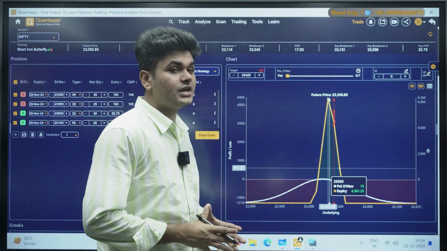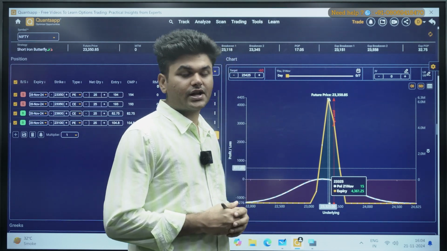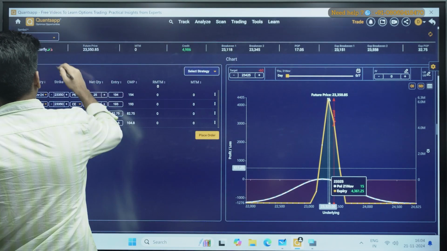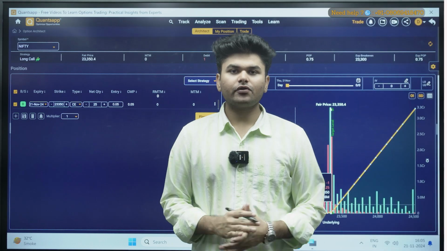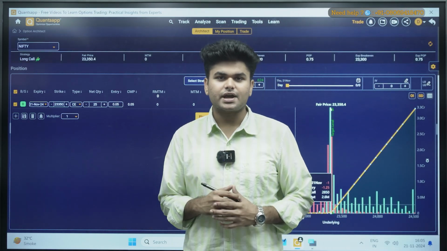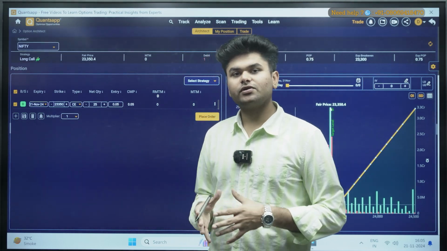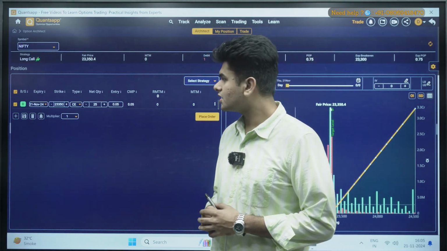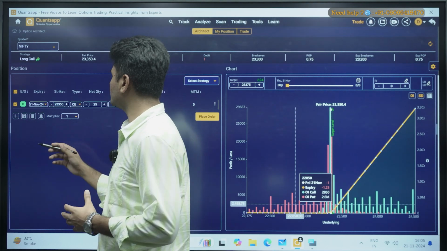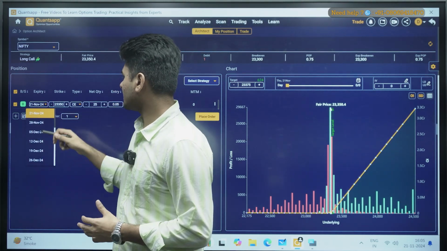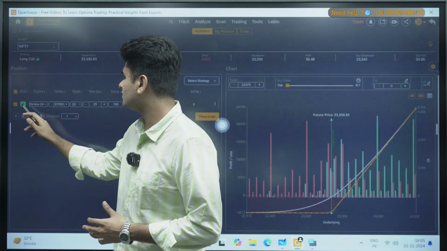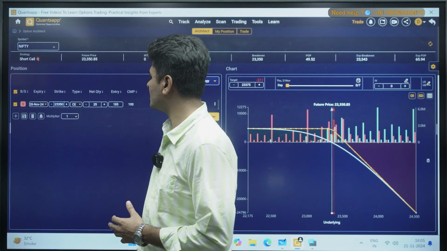Now let's see how you create a diagonal spread. So now we'll understand how to create diagonal spreads, what all things you need to add and how we'll create a diagonal spread. Let's see. So what we'll do is, for the coming expiry, we're going to sell the current coming expiry's at the money level.